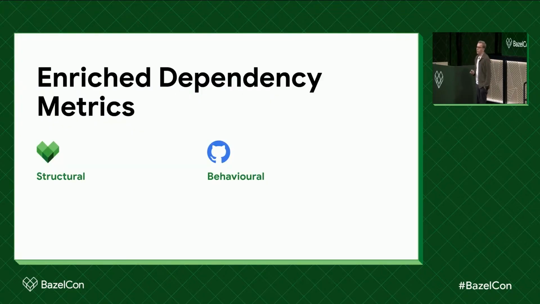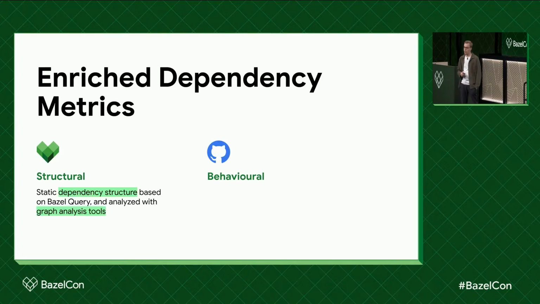So in a nutshell, we have created this type of enriched dependency metrics. And you can think of them as basically being built by two main aspects. On the left-hand side, we have the structural properties of the graph. And for this, we use Bazel query as a tool in order to extract information about our build targets and how they are related to each other. We can then build up this mathematical graph that we can then analyze with graph analysis tools.